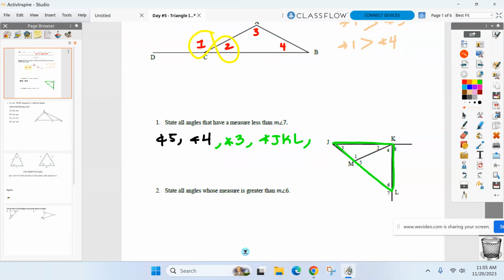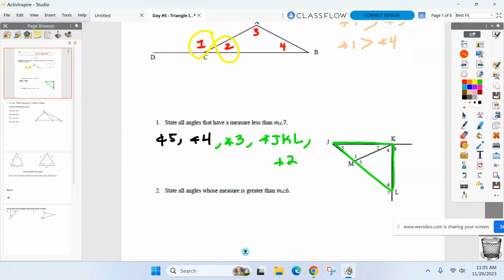Look at JKL. 7's already bigger than the whole angle. So shouldn't 7 be bigger than its parts? Which would be angle 4, I already have that, and angle 2. Okay, 7's bigger than angle JKL, so it should be bigger than its parts. Questions there?